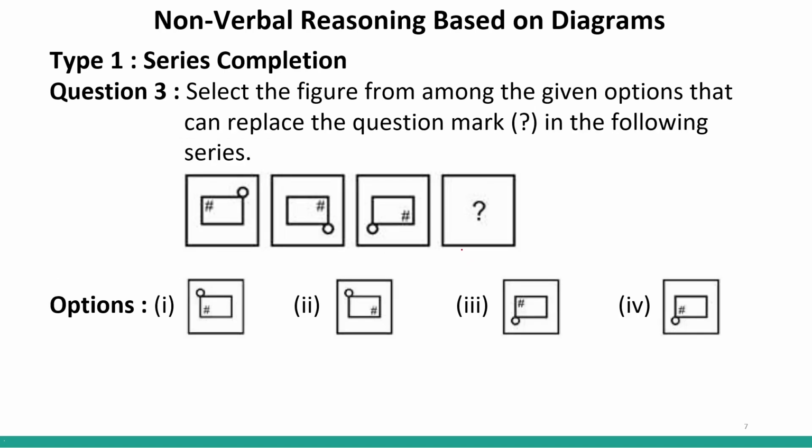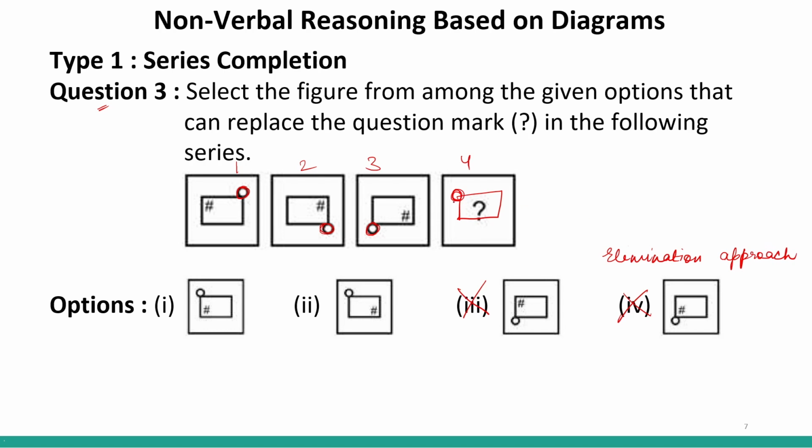Okay. Then question number 3. This is again a series completion question. 3 figures are given to us and then we have to find the 4th figure. Over here, if I look at this circle, it is moving here, which is the clockwise direction, then here. So I'll have a rectangle and the circle will be over here. This eliminates option 3 and option 4. Correct? This is the elimination approach.